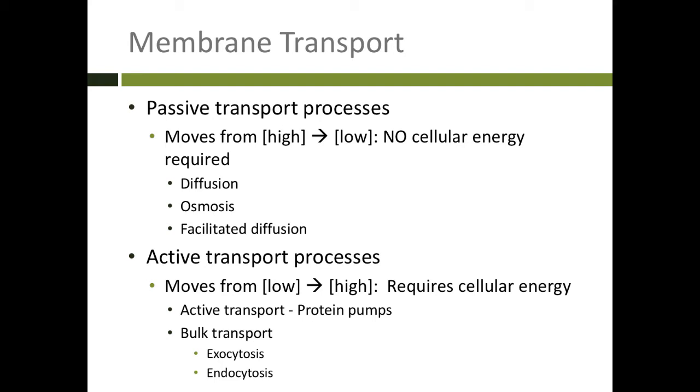The other type of transport is active transport. And this is going the opposite way. You're going from a low concentration to a high concentration. So you're going up the concentration gradient. This does require cellular energy. And there are a couple of different types of active transport processes. One is active transport pumps, and the other one is bulk transport: exocytosis, where you're moving things out of the cell, or endocytosis, where you're moving things into the cell.